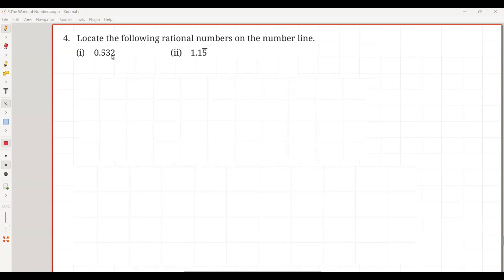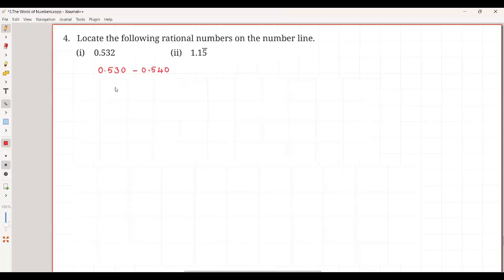First, you have to identify which two numbers the given number lies between. You have to find out the interval. For example, here is given 0.532. It will lie in between 0.530 to 0.540. We can easily identify this: 532 lies in between 530 to 540. So I have to take the number line where the starting point is 0.530 and the ending point is 0.540.